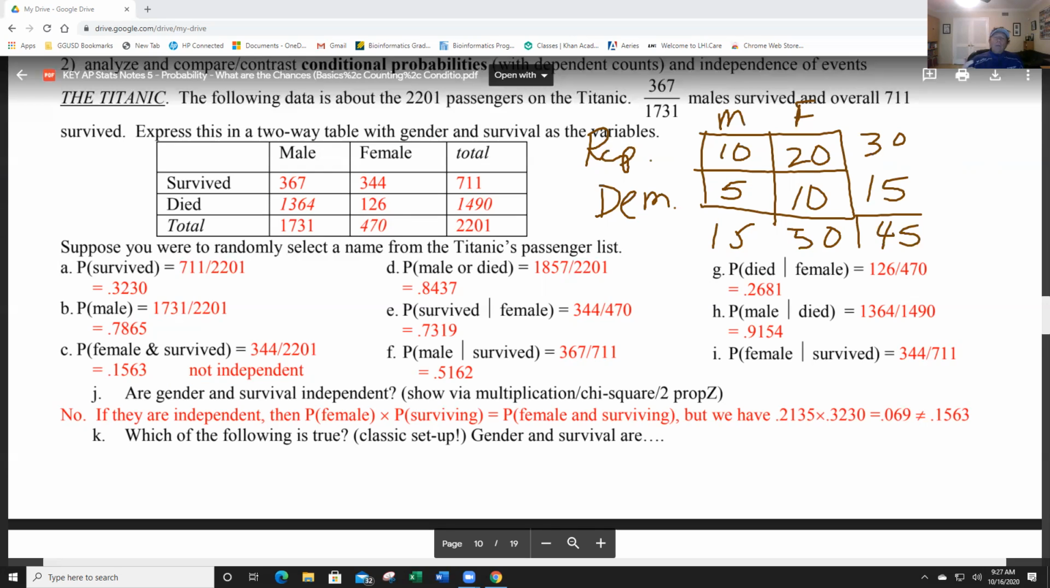Are gender and political party independent events?